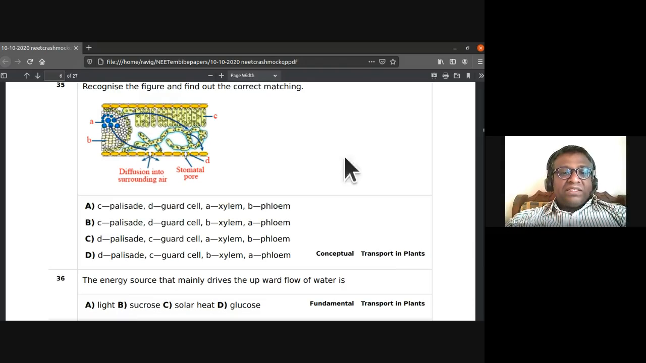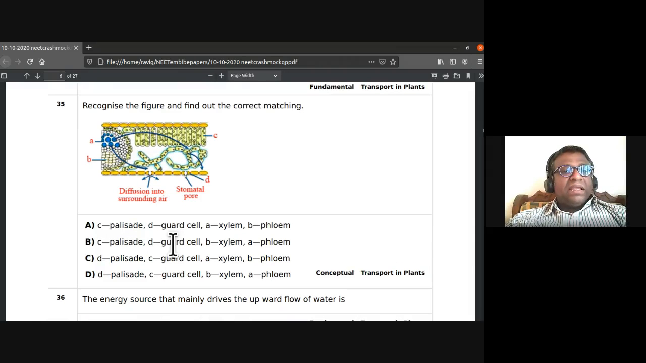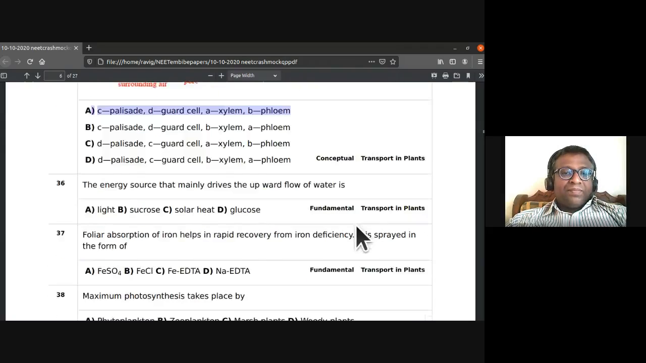Recognize the figure and write. C is palisade, D is guard cell. The first two options are having that. A is xylem, B is phloem. So A, this is the right choice. C is palisade, D is guard cell, A is xylem, B is phloem. A is the correct answer.